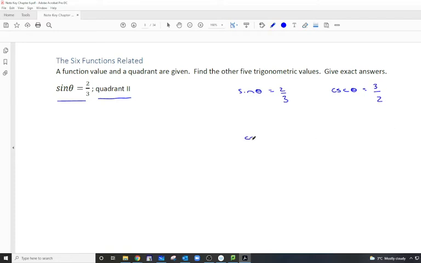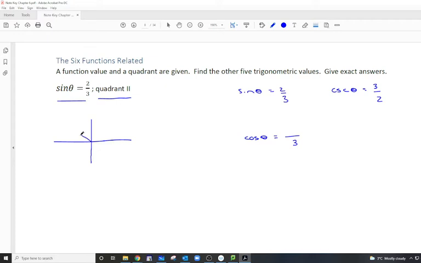So we want to find cos theta. Well, I don't have enough information. I know y/r, but for cos theta, I need x/r. So I know it's going to be over 3, right? But I don't know what the other one is, so I have to figure it out. So I'm going to have to use Pythagorean Theorem. But to do that, the first thing I want you to do is sketch it. They're going to give you what quadrant it's in because they want you to determine the sign of your unknown value. So sine theta is equal to 2/3.